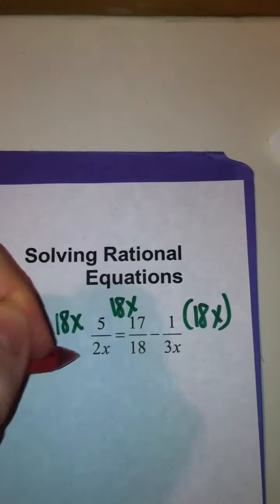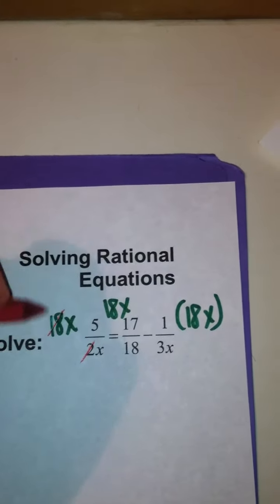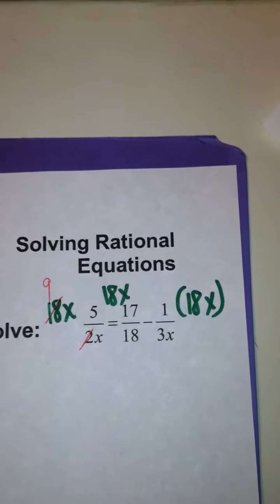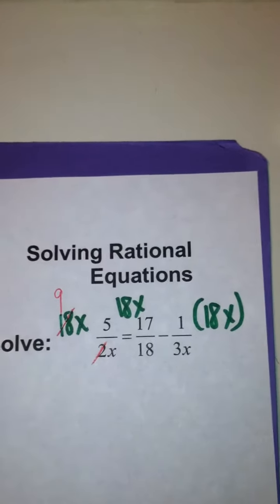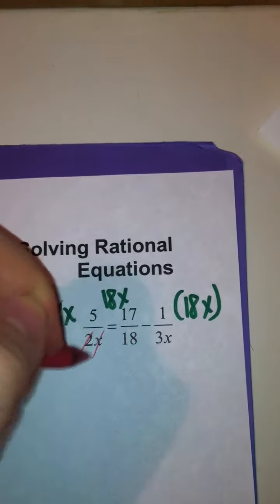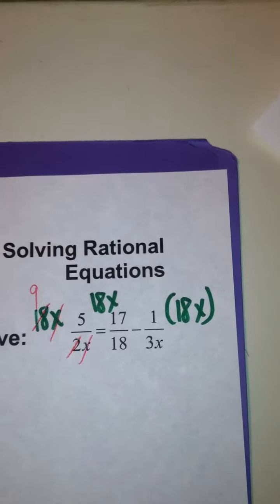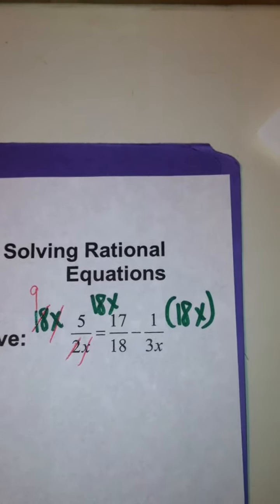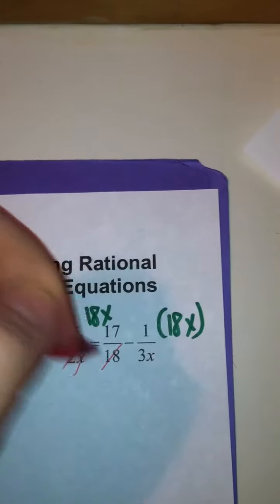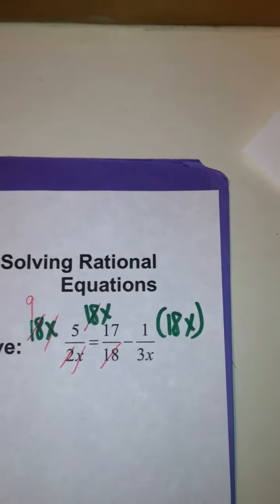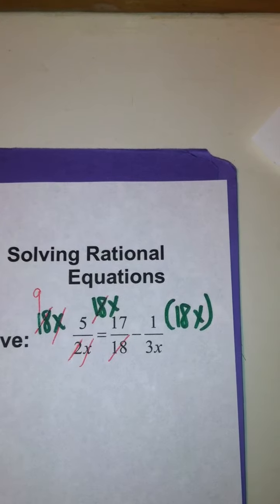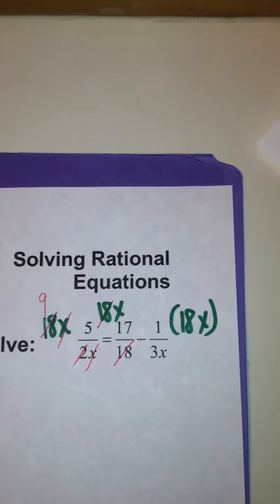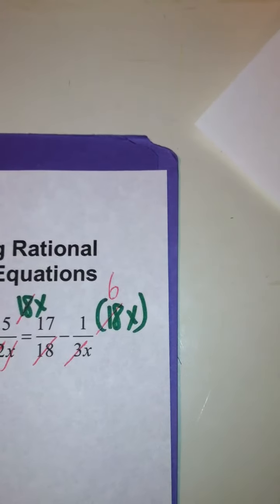First part, 2 can go into 18 9 times. And the x's cancel out, right. In the middle, the 18's cancel out, leaving you with just x. The last part, 3 can go into 18 6 times, with the x's canceling out here as well.